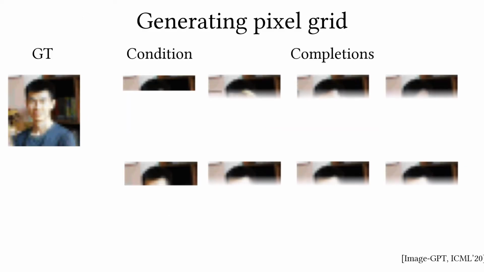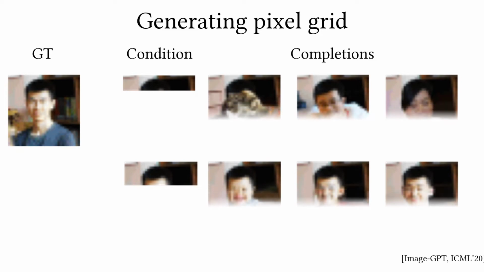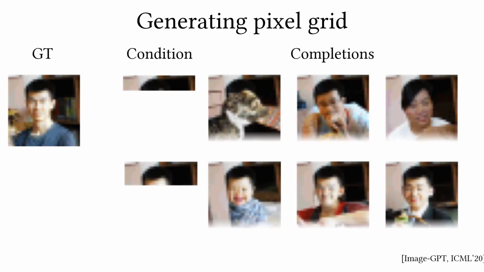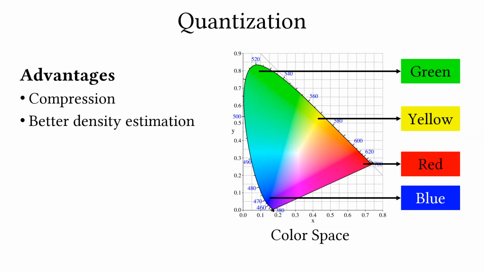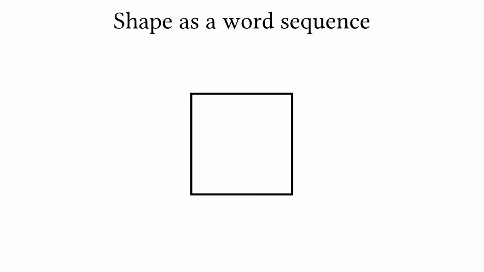Meanwhile, pixel grids can be generated with autoregressive models by sampling each pixel sequentially in raster scan order. Notice that the pixel colors are quantized and their values are picked from a learned color dictionary. This compression makes distribution estimation much easier. Similarly, we can also compress shapes in this manner.